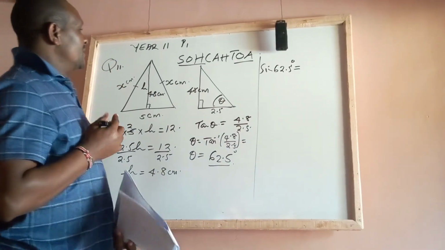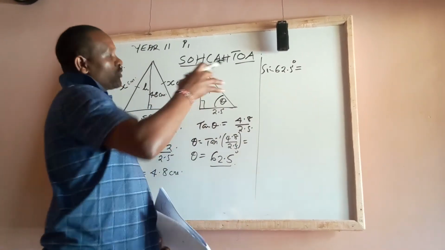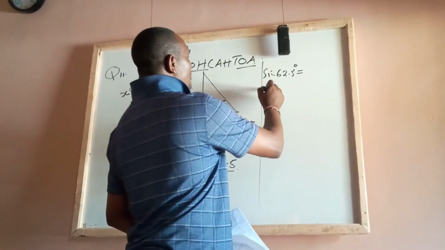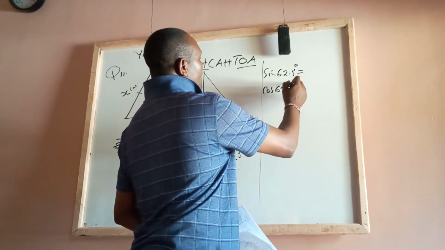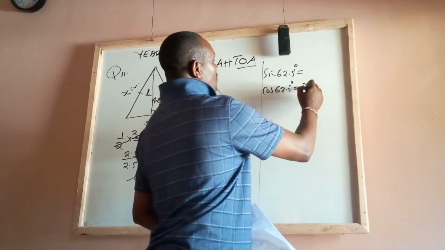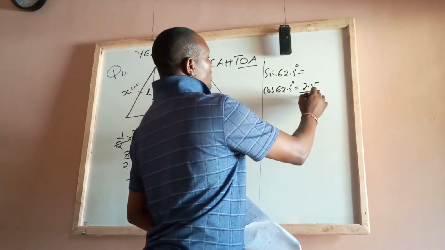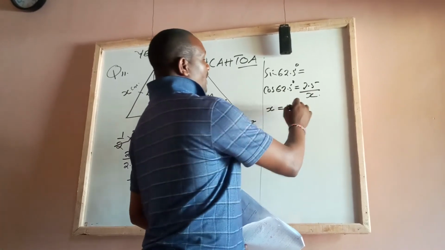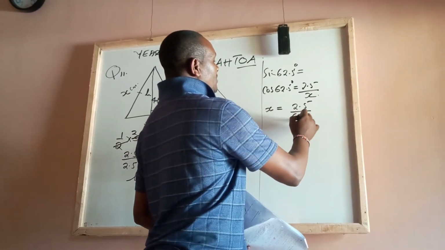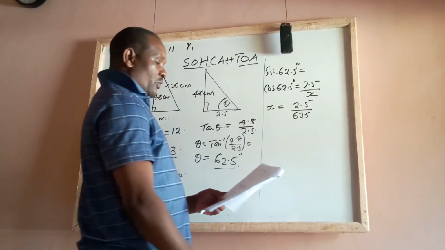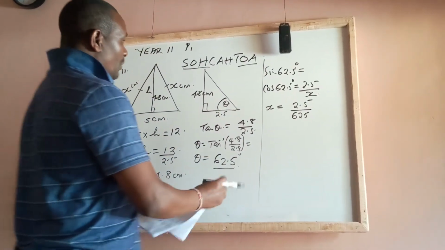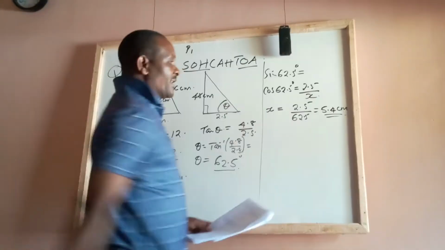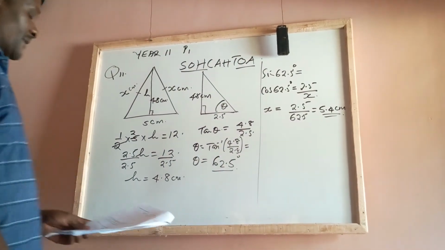But as we have always said, avoid using what you have found yourself, because you could be wrong. So we are going to use the cosine. The cosine of 62.5 degrees is adjacent, which is 2.5, over the hypotenuse, which is our x. And of course, our x is going to be 2.5 divided by cosine of 62.5 degrees, which is equivalent to 5.4 centimeters. You may find out whether that is right.